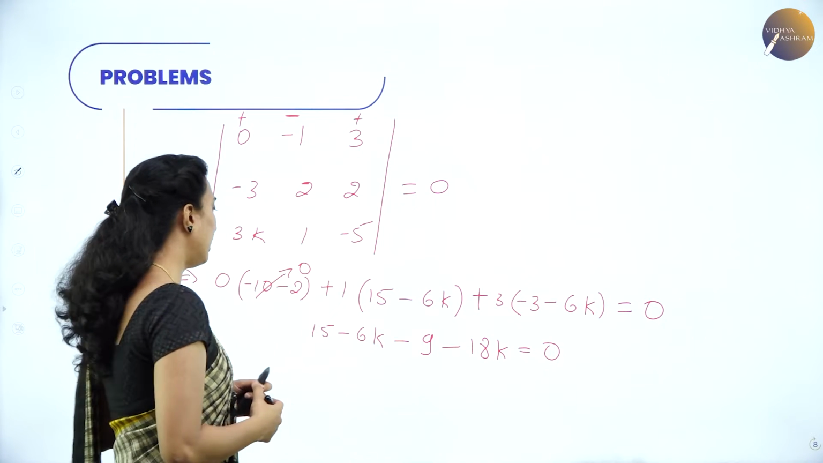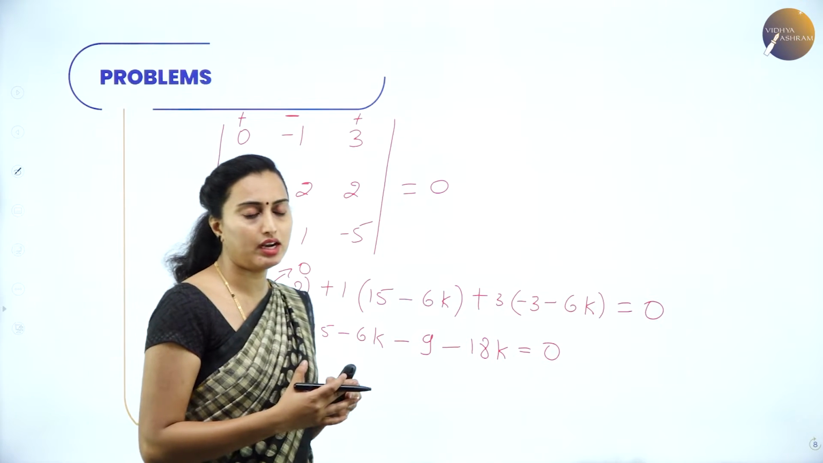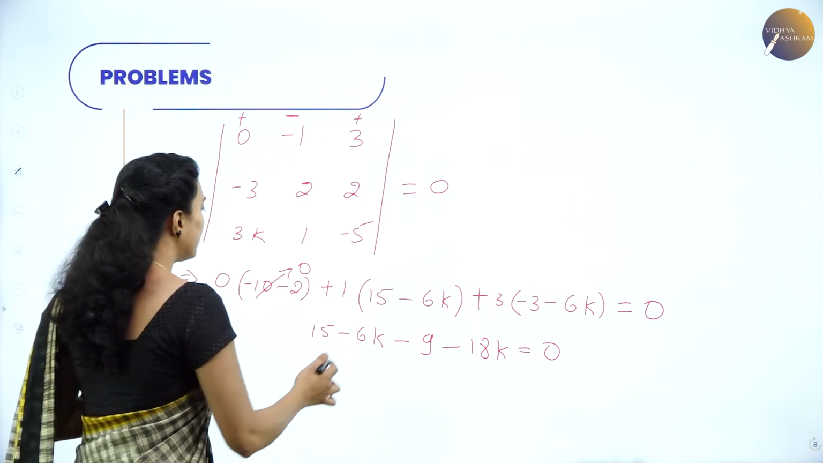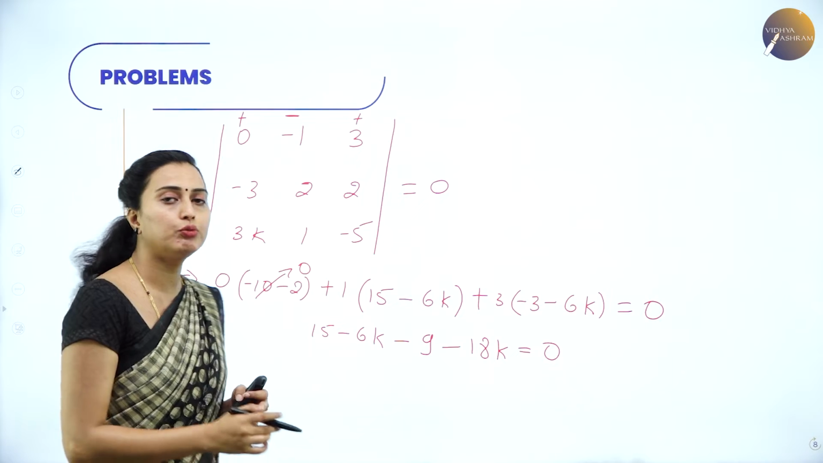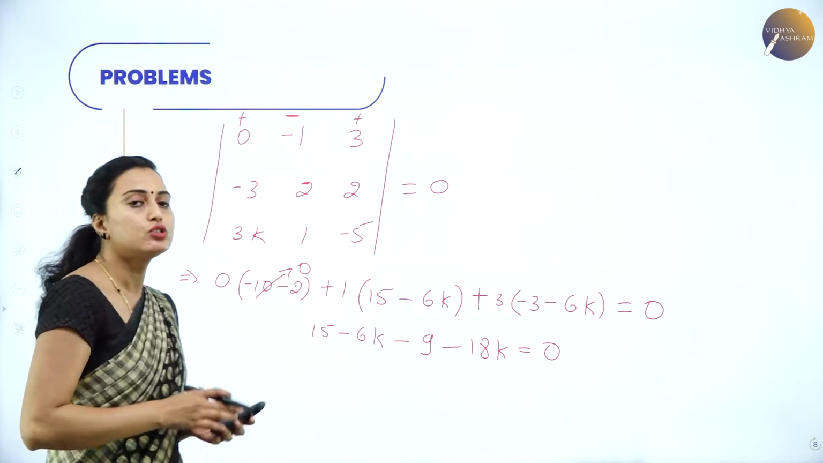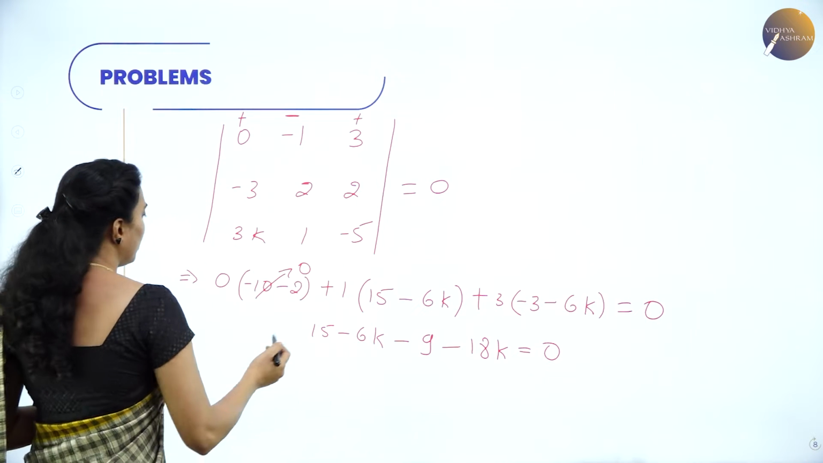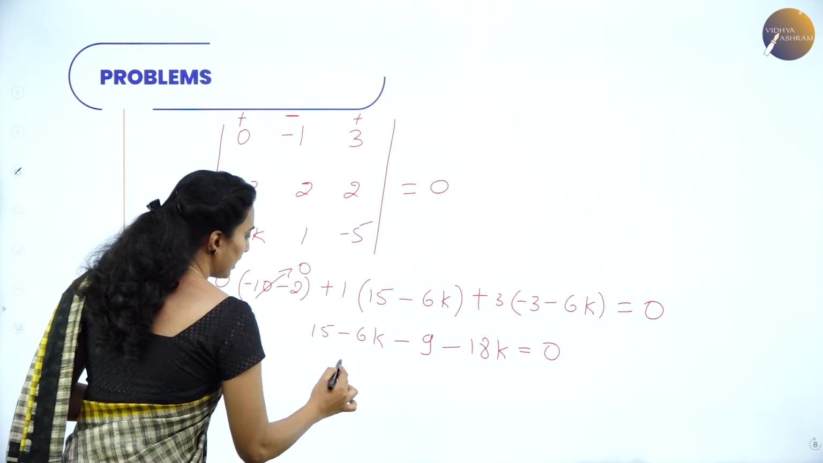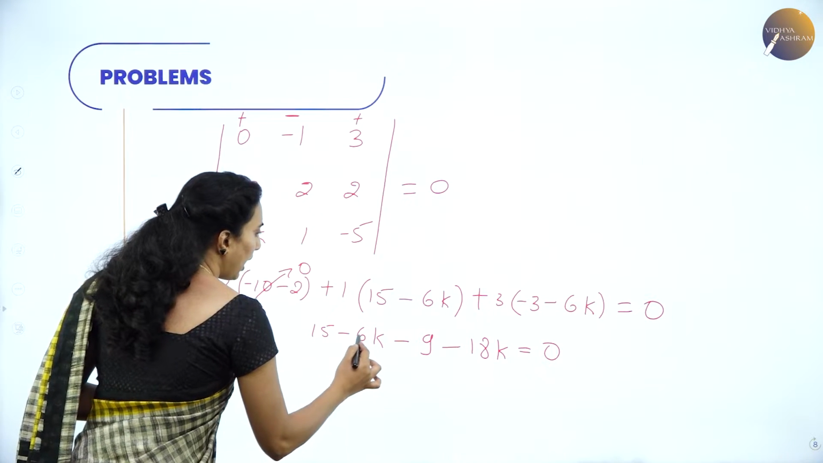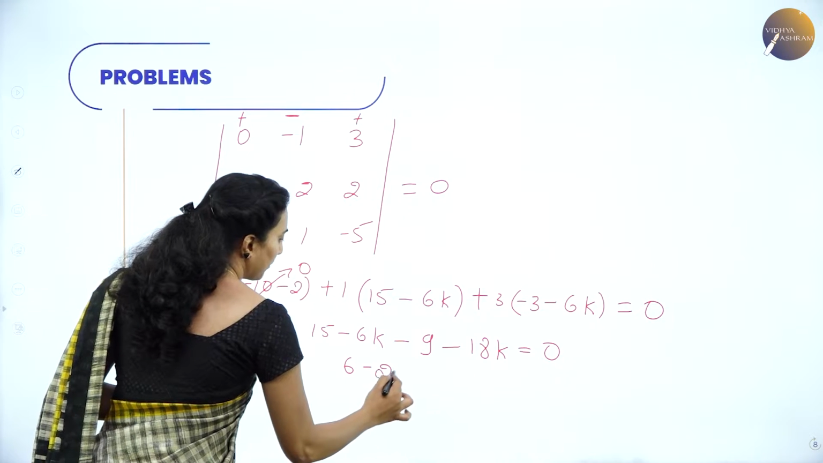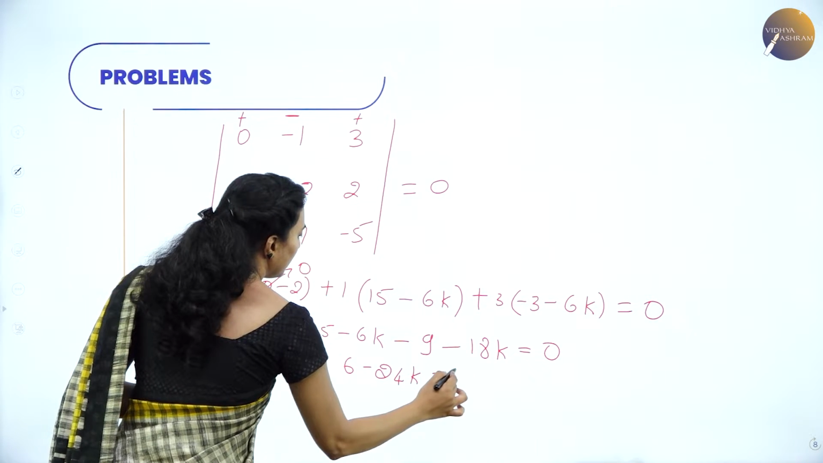Now let me add the k terms and the constant terms. Now 6k and then 18k will be giving you 24k. So 15 minus 9 gives you the value 6. Minus 6k minus 18k is minus 24k will be equals to 0.